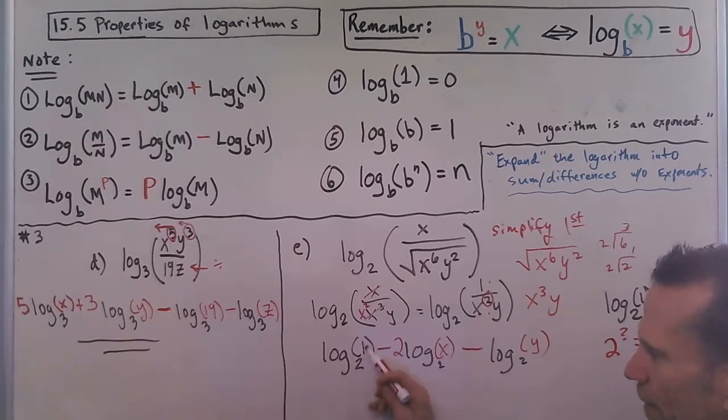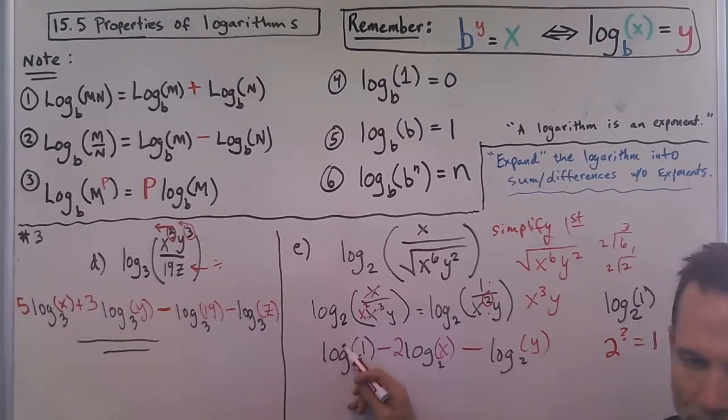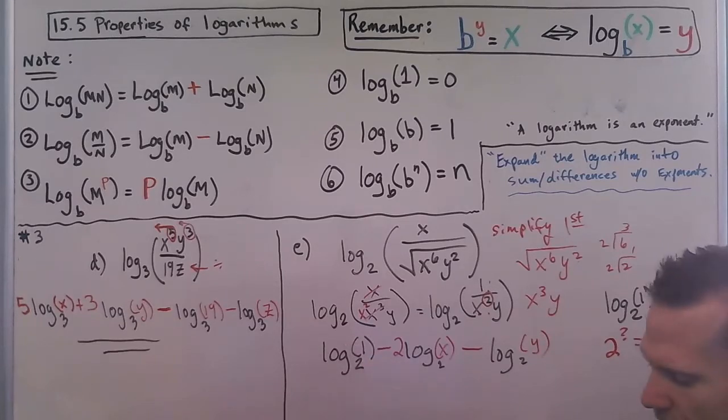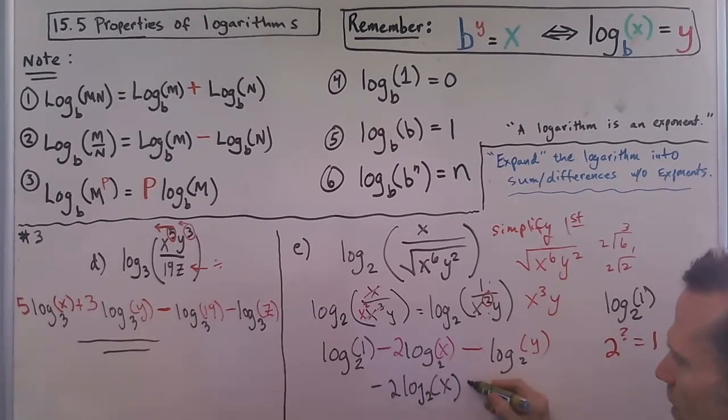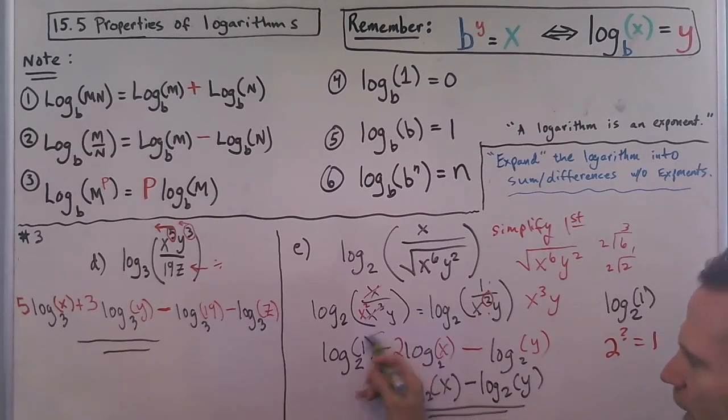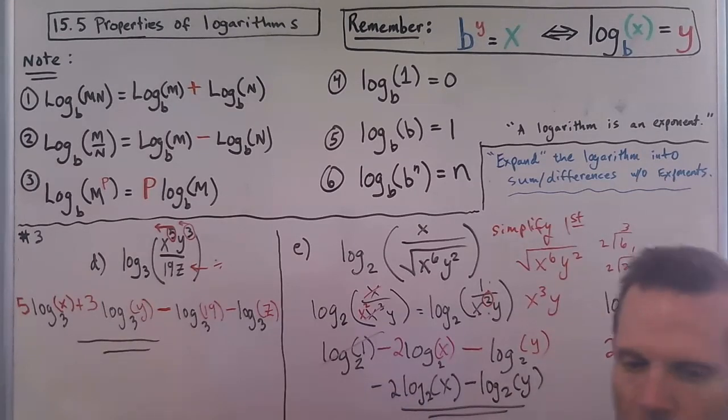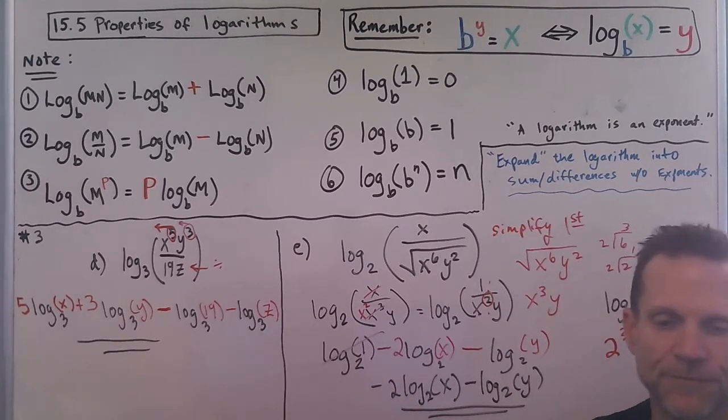So think about a big 0 over the top of it. Well, if it's a 0 there, we don't have to write it. And so what we should write for our final answer is just minus 2 log base 2 of x minus log base 2 of y, because that part cancels out. Okay, so hopefully that helps a little, and that wraps up 15.5.